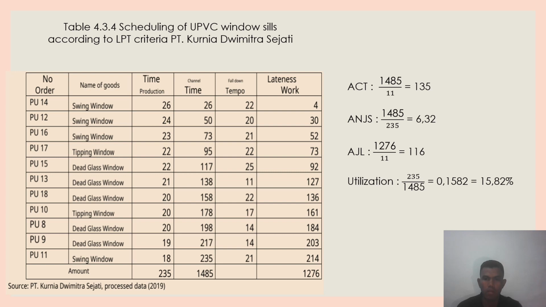The average completion time is 135, the average number of jobs in the system is 6.32, the average job lateness is 116, and the last, the utilization metric, is 15.82%.